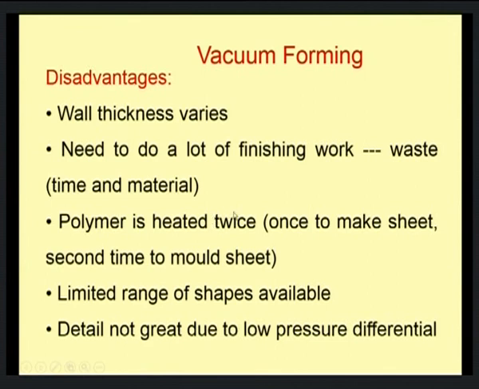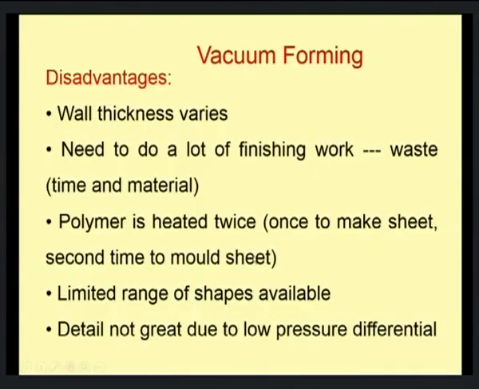That is, the plastic sheet has to be extruded first, there you heat it one time, and then the plastic sheet is to be softened. So, therefore, you heat it twice, once to make the sheet and the other time to take the shape of the mold, and then a limited range of shapes are available. One cannot go for an endless number of varieties, and the detail is not great due to low pressure differential, because we apply only vacuum. So, detailed shapes of products could not be prepared in vacuum forming.